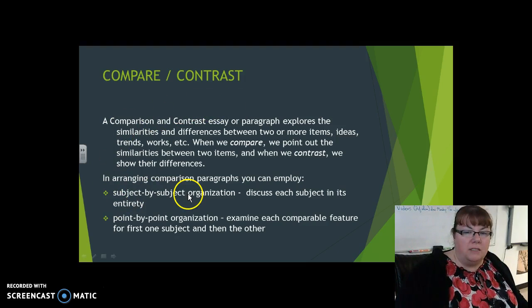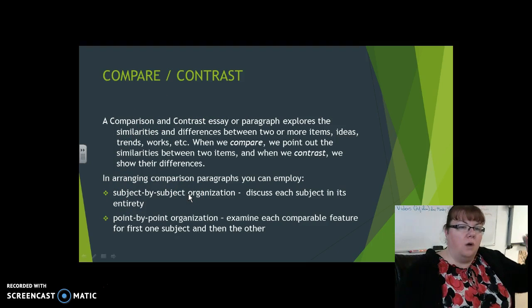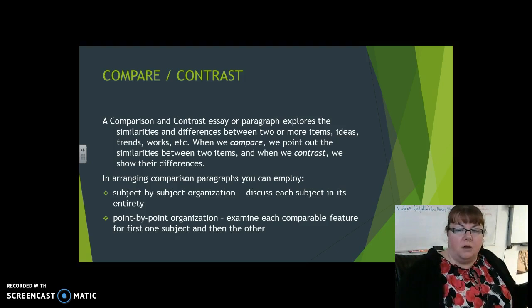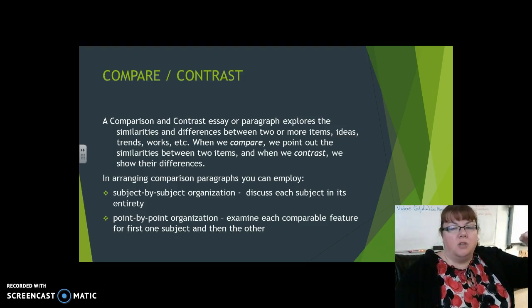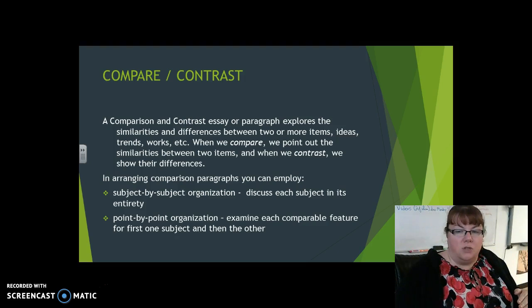You can do subject by subject. So if we're talking about comparing and contrasting World War I and World War II, you would do in one paragraph, you talk about World War I, and the next paragraph, you talk about World War II. But when you're talking about World War II, you actually reference back to World War I with this idea, but unlike World War I, World War II did this. So you are having that compare and contrast.